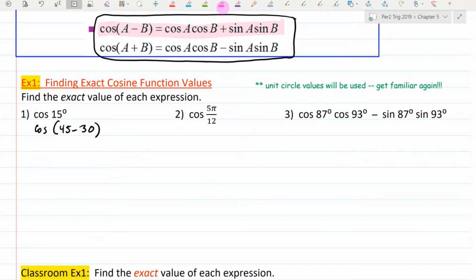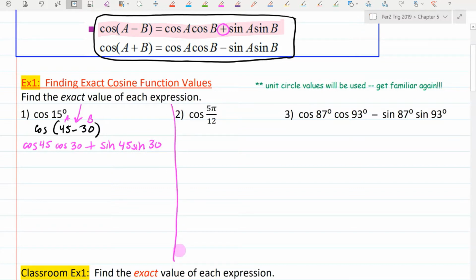So we're going to be using this function: cosine of a, cosine of b. Okay, this is a and this is b. And then there's a plus, even though this is a minus, plus sine of a and sine of b. And now we just fill these in with the values that they have at those points on the unit circle. So cosine of 45 is radical 2 over 2, cosine of 30 is radical 3 over 2, and sine of 30 is 1/2.